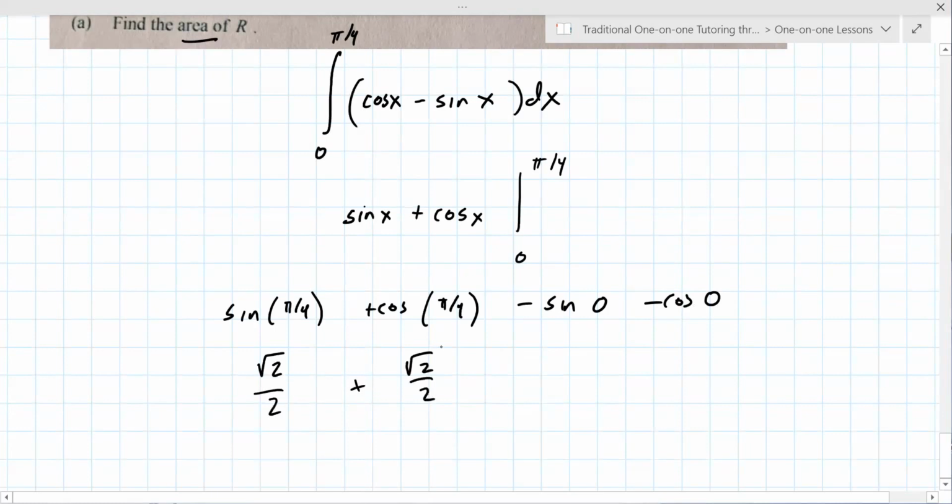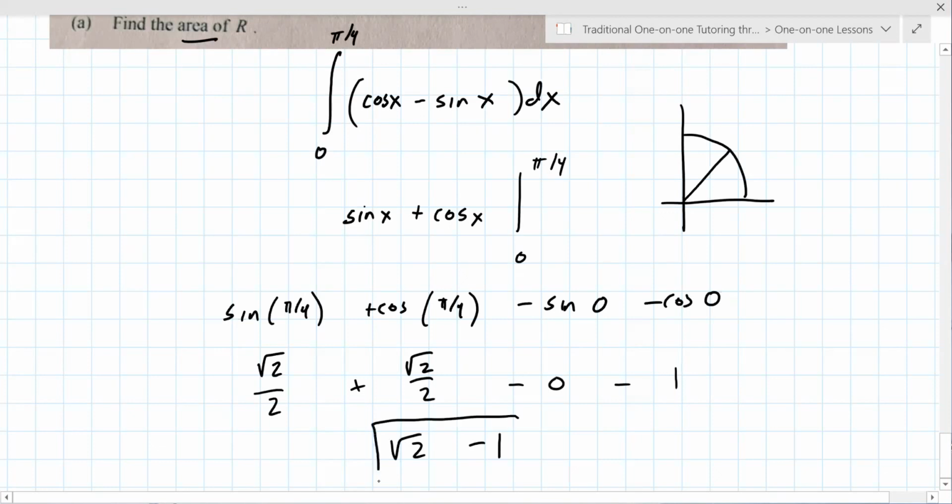So these are just straight from your unit circle. It's that nice 45 degrees, where sine and cosine are the same. Sine of 0 is 0, cosine of 0 is 1. So you get root 2, so root 2 minus 1 as your final answer. Okay.